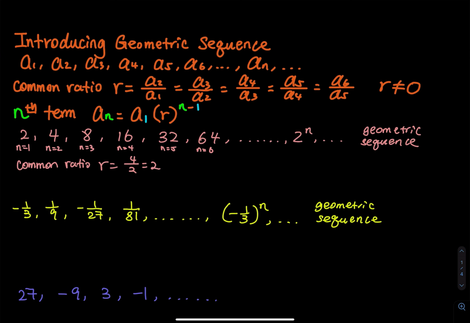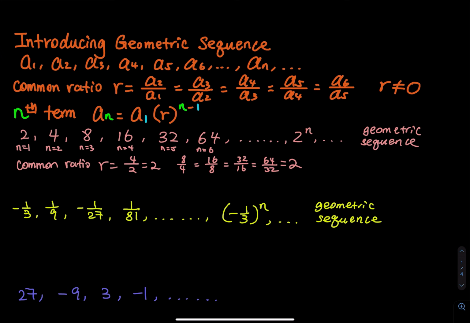And then as always, I check a couple more pairs to make sure the common ratio is right. I will take 8 divided by 4, and that is equal to 2. 16 divided by 8 is 2. 32 divided by 16 is 2. 64 divided by 32, so they are all equal to 2. That tells me this is a geometric sequence. The ratio applies to every single pair.